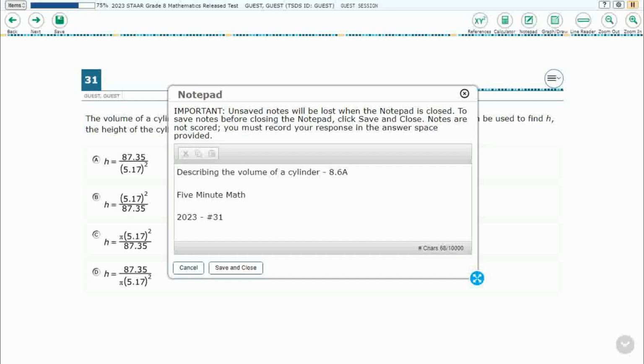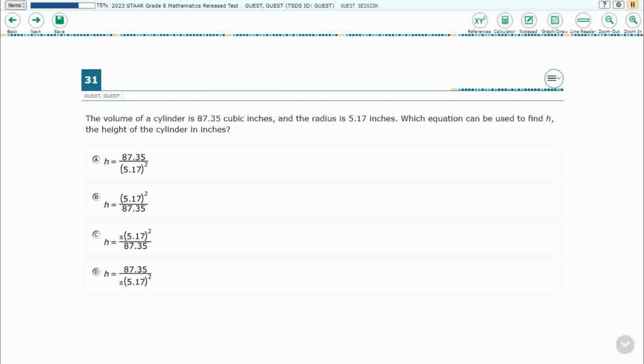Today we are looking at the 8th grade concept of describing the volume of a cylinder. This is standard 8.6a in the great state of Texas, and we're using item number 31 of the 2023 released STAAR test. If you haven't done so already, please go ahead and take a moment to pause the video, work this problem out on your own, unpause it, and we will look at our answers together.